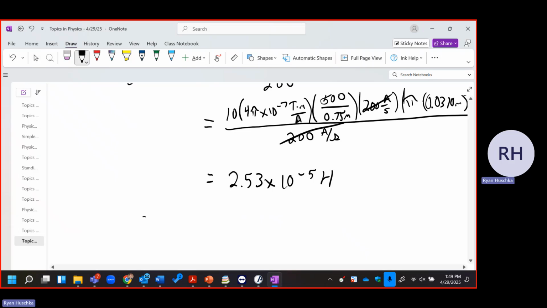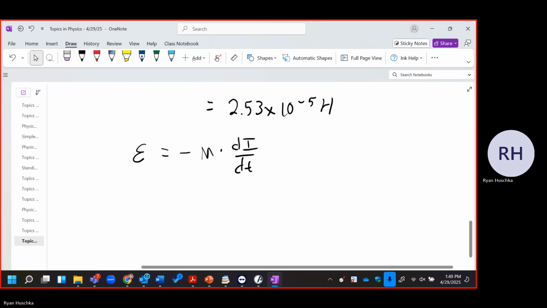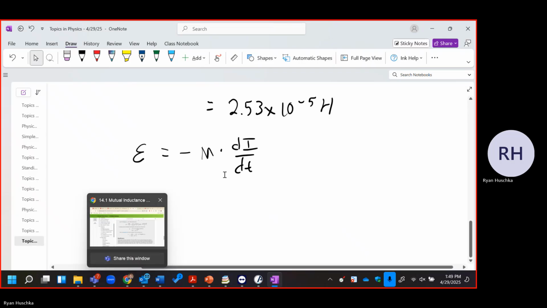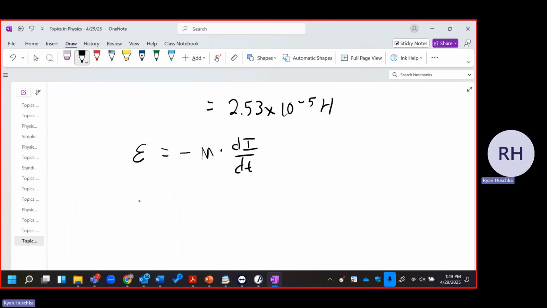And the last one's really easy, right? Because you're just looking at the EMF, which would just be the negative of that mutual inductance value times dI over dt. So you might have already seen it. If you did, that's fine. But what do we do here? How do we find our max EMF?